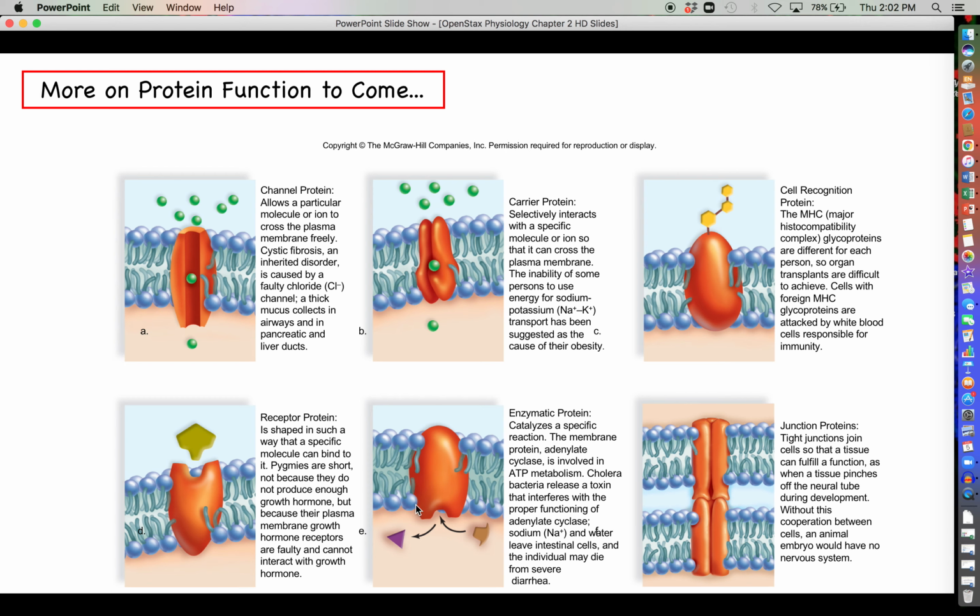Enzymes can be in the cell membrane. Junction proteins can hold cells within tissues together. Cell recognition proteins function in things like blood typing and the immune response. So you're going to come to appreciate that proteins are at the center of every physiological process. So it's really important that we understand at least a fundamental level how proteins are put together and how they generally function.